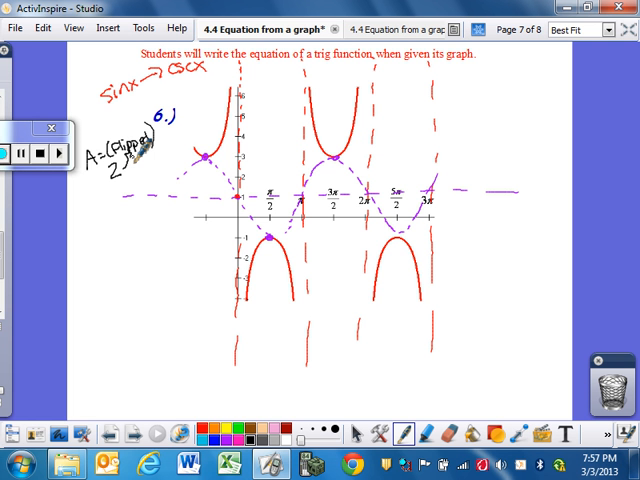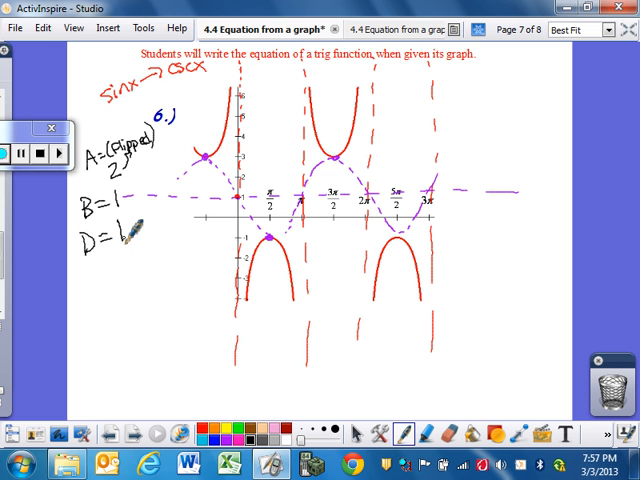What is my period? Well, if I start here, I go down, go all the way up and back down, that distance is 2 pi, which is nice. That means it's the normal one. My b is not going to change. My d value, my middle is not at the x-axis. It is 1 unit up. So that means my d value is up 1. My vertical shift is up 1.